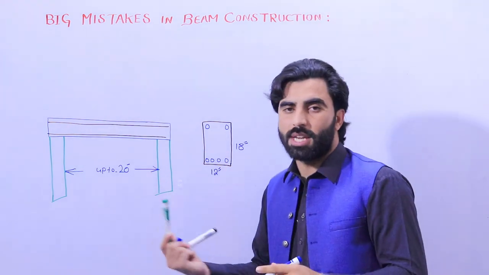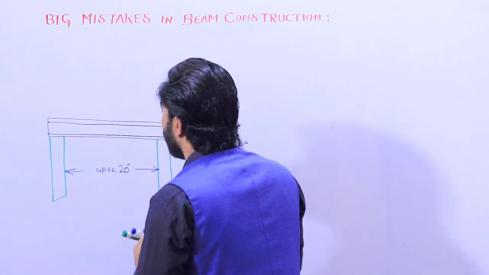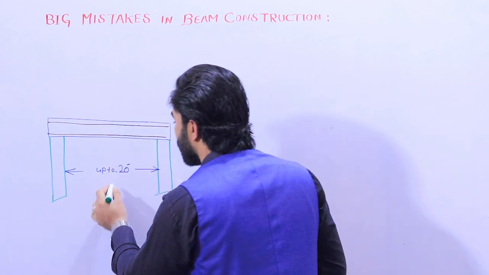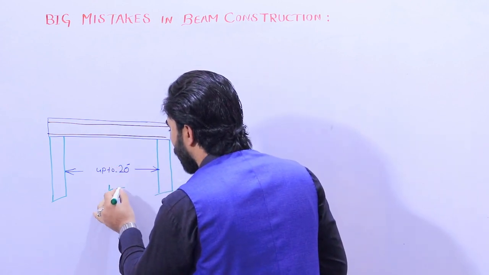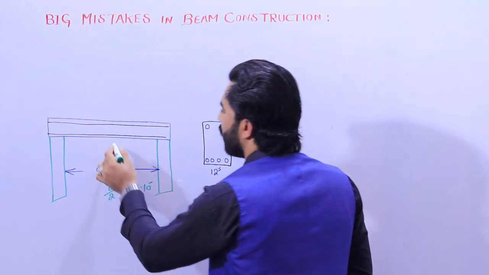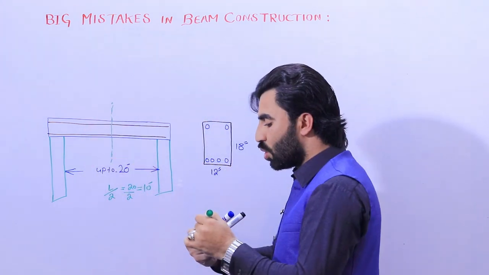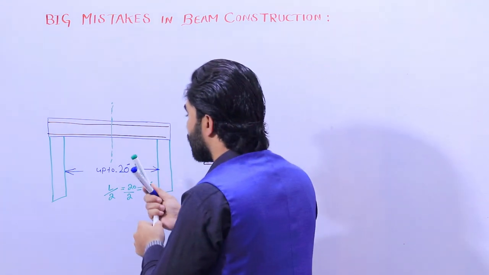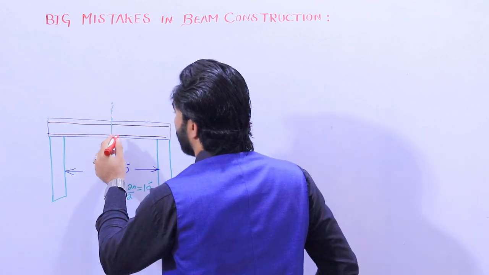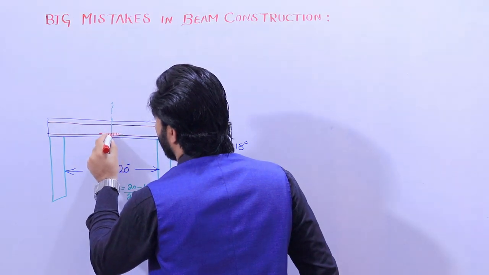So what is the big mistake in this practical video? Also, I am guiding you. Guys, don't provide lapping length at the middle of the beam, or you can say L by 2. L by 2 means L divided by 2. It means 20 feet divided by 2, so 10 feet here. So this is the place which is the middle or mid of this beam. So don't provide the lapping. Lapping is not allowed at the middle of the span. You are not able to provide the lapping at this place, guys.